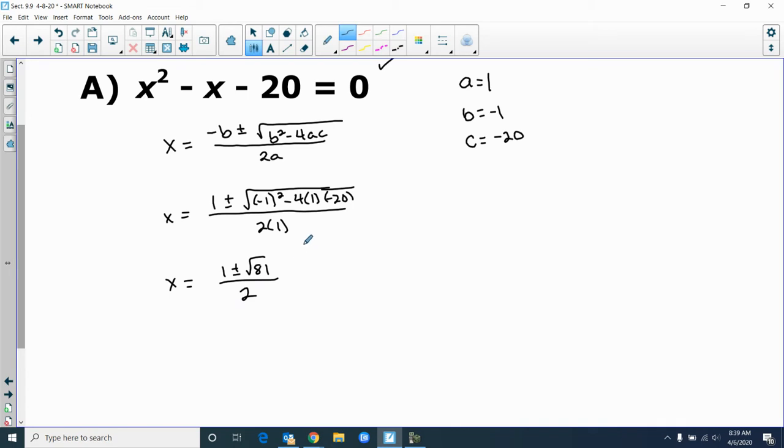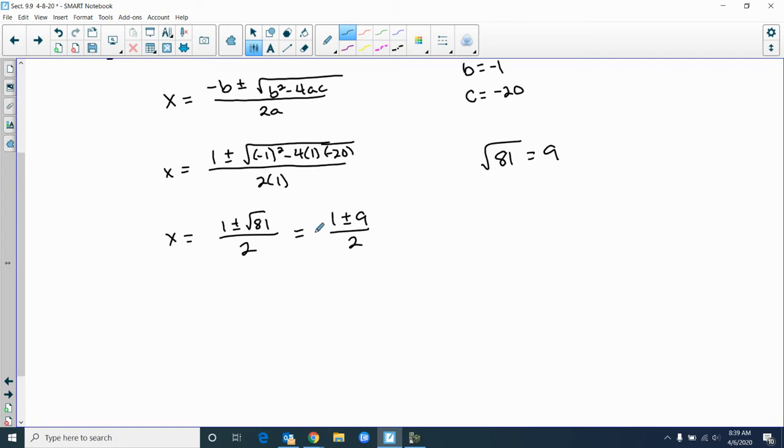All right, now here's the big step, and it's going to tell us which route we go. The square root of 81, if that's a nice number, a whole number, is kind of a good thing. The square root of 81 is 9. So now this becomes 1 plus or minus 9, divided by 2.